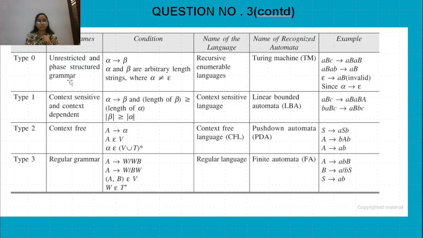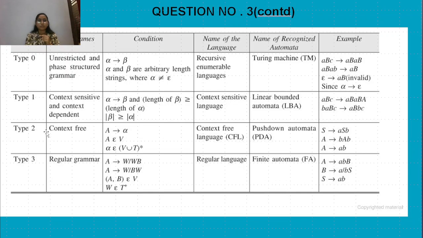Type 1: another name of type 1 grammar is context sensitive and context dependent. Its condition is alpha goes to beta and length of beta must be greater than or equal to length of alpha. Its another name is context sensitive language. It can be recognized by linear bounded automata, that is LBA. Example: alpha B C can be recognized by ABA, BA can be recognized by ABBA.